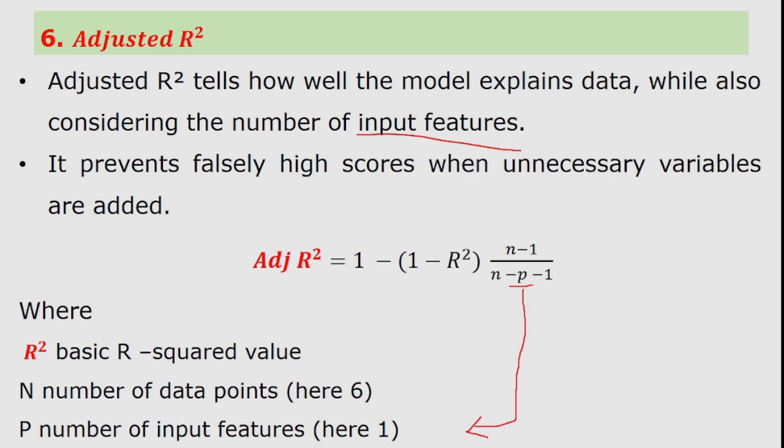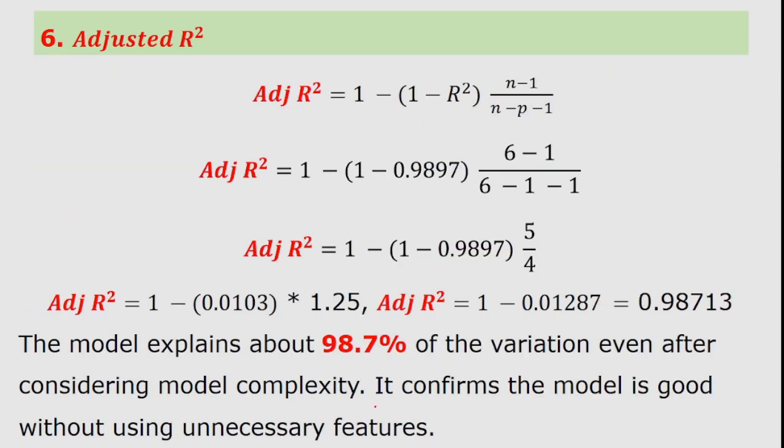That is, the size in square feet of your house we are considering as the input feature. R square indicates the basic R squared value and n indicates the number of data points. In our example, we have considered n as 6; we have 6 rows. So it prevents vastly high scores when unnecessary variables are added as input features. We can see how it calculates. As per the previous video, R square value is 0.9897 and n is 6 and P is 1.